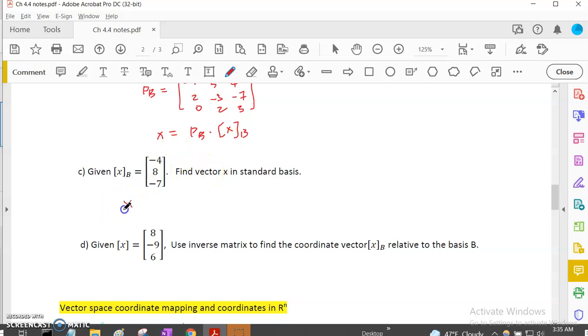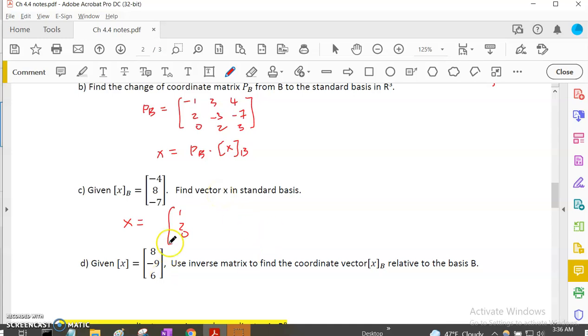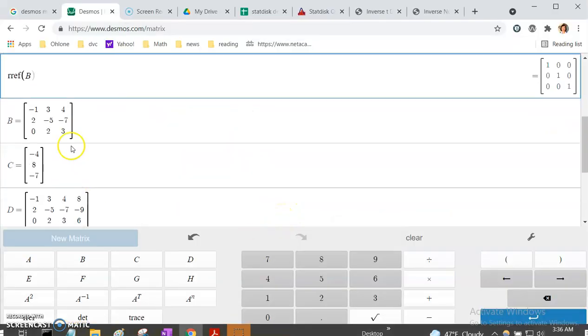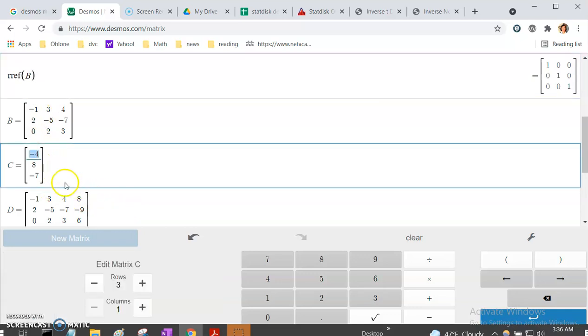So we just use this formula, which is a multiplication. We take the matrix -1, 2, 0; 3, -5, 2; 4, -7, 3 times -4, 8, -7. That means -4 times the first column plus 8 times the second plus -7 times the third. You can do it by hand, or use the matrix calculator.